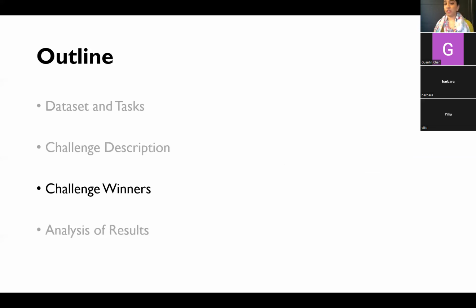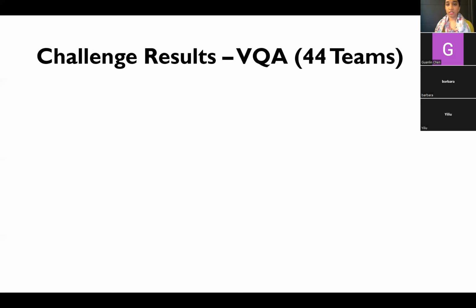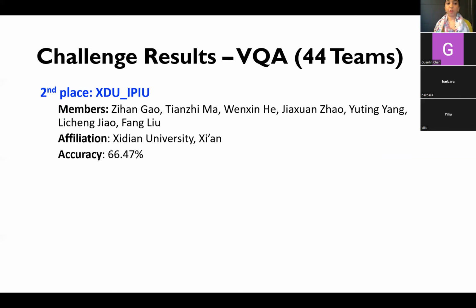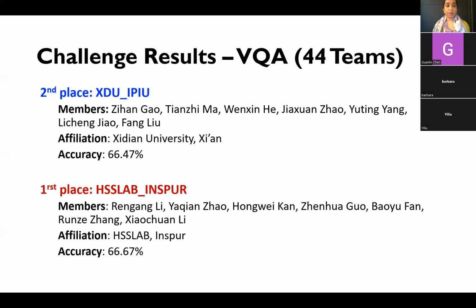Moving on to the exciting part of the talk, we'll be announcing the winners. So we had 44 teams participating this year. At the second place, we have team XDU_IPIU, which is a team from Xi'an University, Xi'an, with an accuracy of 66.4%. And on the first place, we have the HSS Lab Inspur team, with an accuracy of 66.67%. We'd like to congratulate both these teams, and both these teams will be receiving financial awards sponsored by Microsoft.